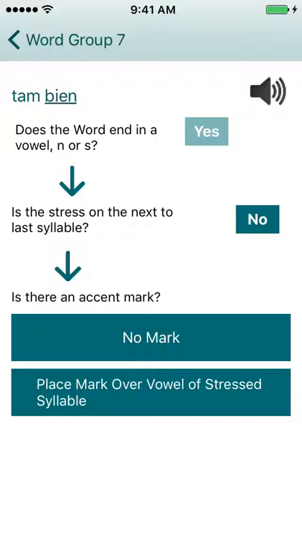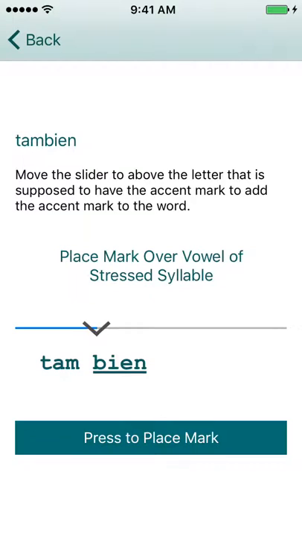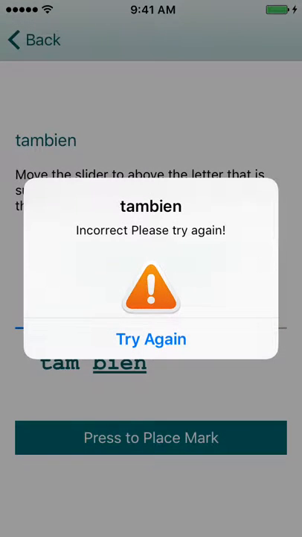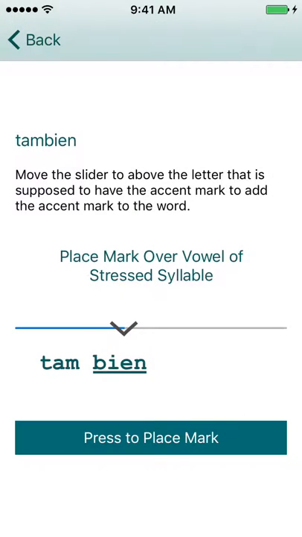So the last syllable is stressed, which means the next to last syllable is not stressed, and that's where your focus is. And since the word ends in a vowel, N, or an S, and the stress is not on the next to last syllable, it will get an accent mark. So you place the mark over the vowel of the stressed syllable. We're going to place that mark over the lower vowel. If you try to place it over that I, it will tell you you can't put it there, so go place it over that lower vowel, which is an E.